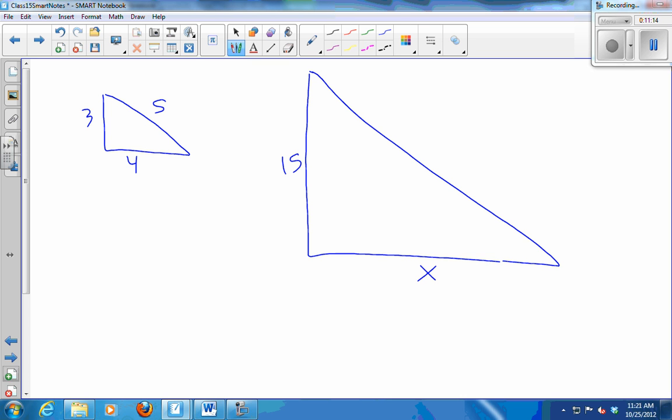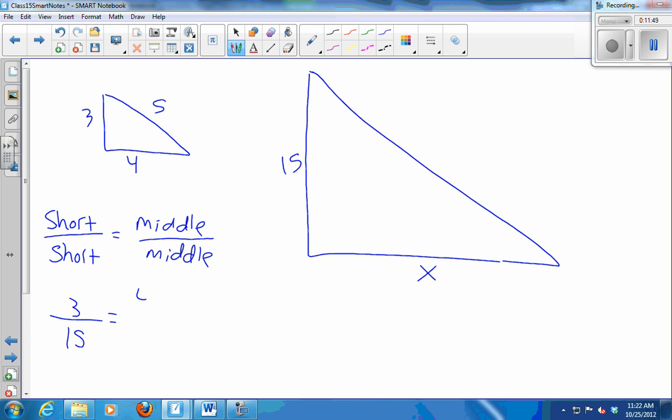I can write a proportion where I put short to short equals middle to middle, right? As long as you put the corresponding pieces, you could do short to short, long to long, middle to middle equals long to long, or short to short equals long to long. Whatever, as long as you have corresponding pieces on the top and the bottom, you can write a proportion. So the short side of one triangle to the short side of the other should equal the middle side of one triangle to the middle side of the other.